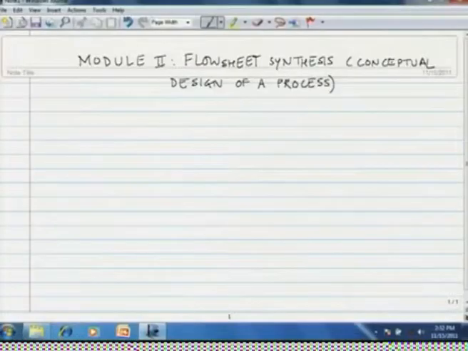Today we start module 2 of our course, that is flow sheet synthesis or conceptual design of a chemical process. In the previous lecture, I outlined the hierarchical design of a chemical process. A chemical process is systematically designed through 5 steps.